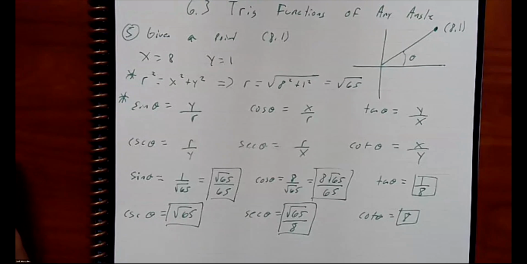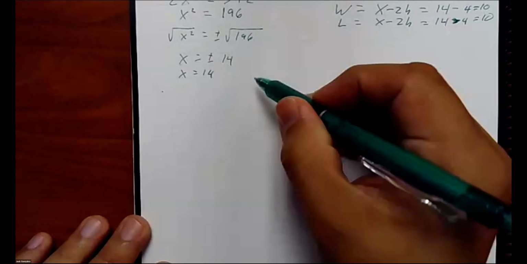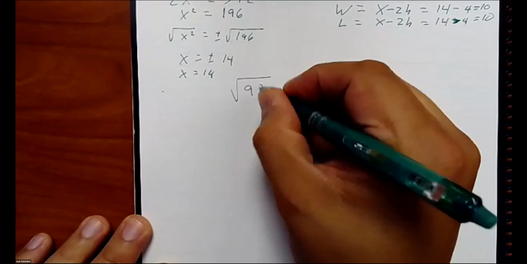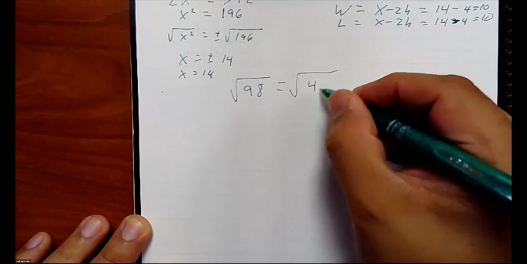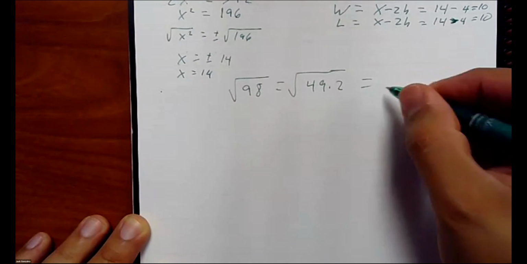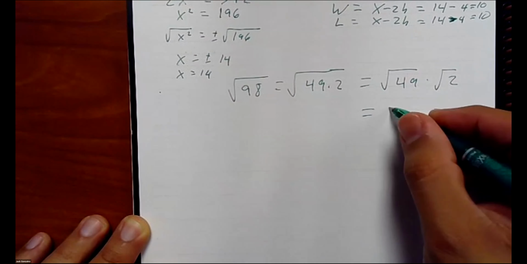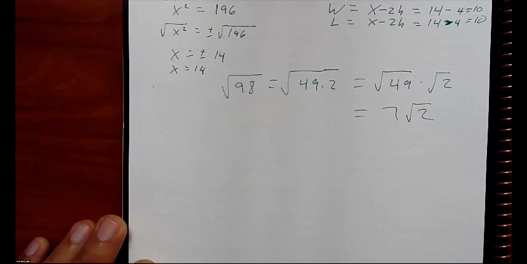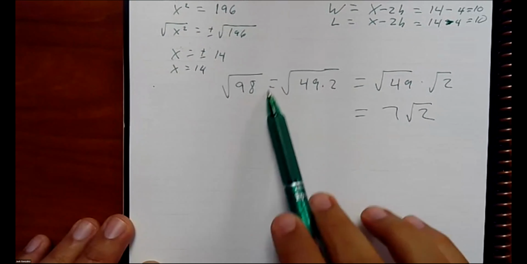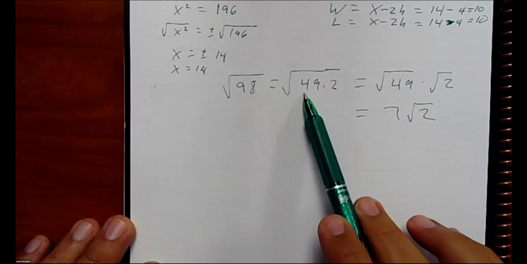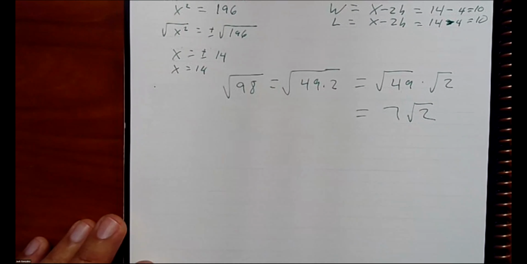Square root 98. So the idea basically, I'll do this on a different page. Square root of 98 is the same as square root of 49 times 2, so you can separate the radicals like this. Square root of 49 is 7. So you purposely look for squared numbers inside. That makes sense?